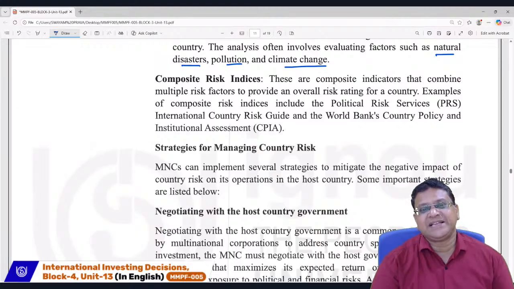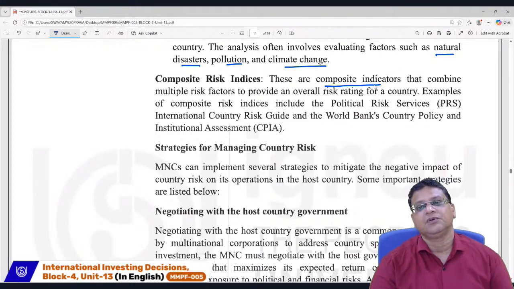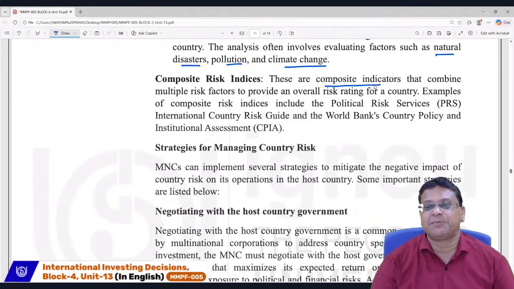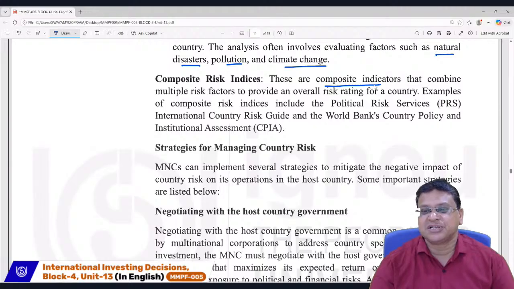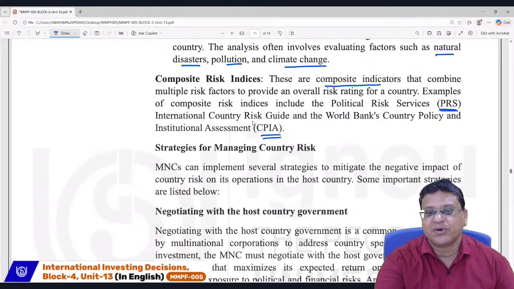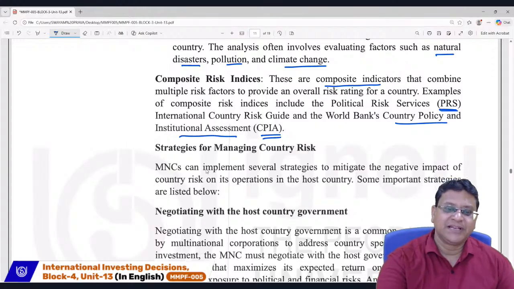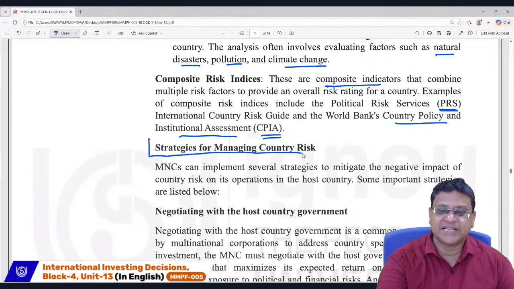The country risk: there are many combined composite indicators which decide the political risk of a country, like indicators given by PRS, Political Risk Services, indicators given by the Country Risk Guide, and the World Bank's Country Policy and Institutional Assessment, CPIA. This is a World Bank analysis of country risk of different countries. So in case of FDI, country risk is a must, and it must be assessed.